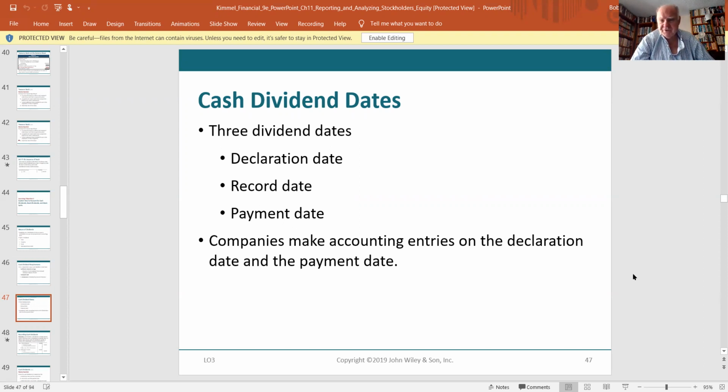And then you have, of course, the payment date. Let's say it was August 31st. You write the checks to everybody and you debit dividends payable and credit the cash, okay?